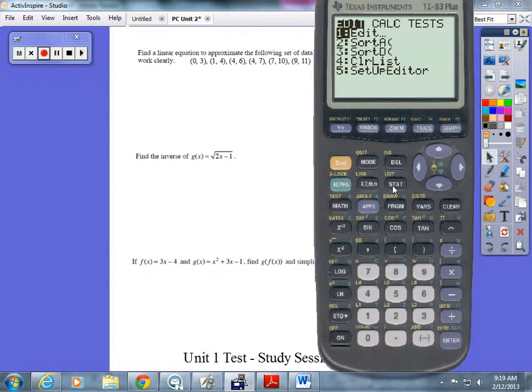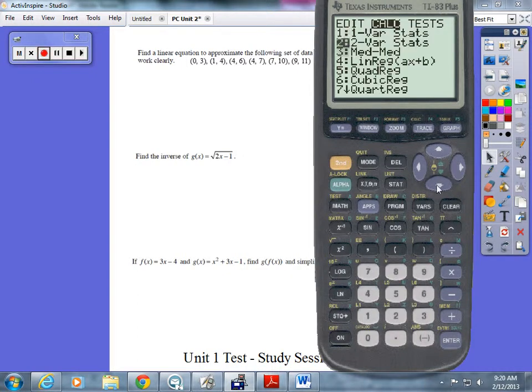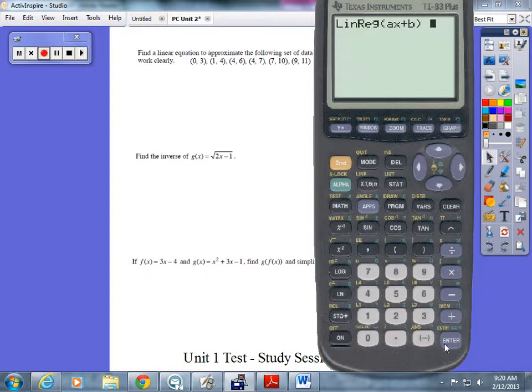We're going to go back to Stat. We're going to go over to Calculate, and we're going to calculate linear regression because it's asking us for the equation of a line. If it was something else, quadratic regression, I would let you know that. And then we're going to go ahead and calculate that. First, we got to tell it where to look. So L1, comma, L2, because that's where we entered our data. And then go ahead and hit Enter.